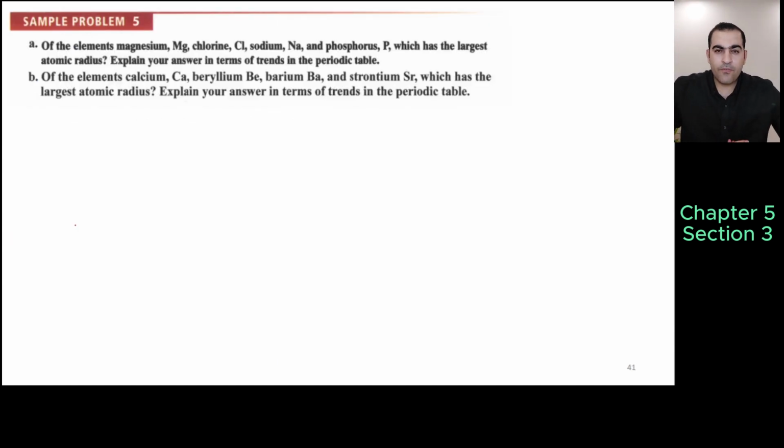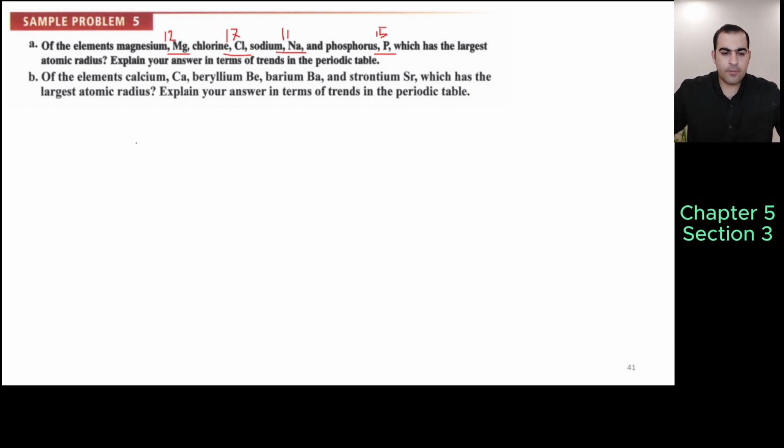Look here, sample problem 5. Of the elements magnesium, chlorine, sodium, phosphorus, which has the largest atomic radius? In the assignment and the exam also, I'm going to give you some examples like magnesium, chlorine, sodium, and phosphorus. This is an example: which one has the largest atomic radius? How do you know this in the exam? First of all, you must know whether they are in the same period or same group. How do we know? First, order them according to increasing atomic number. I'm going to give you: chlorine is 17, sodium is 11, phosphorus is 15.